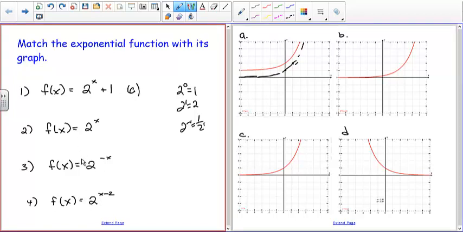Now all these others are not shifted vertically. Actually, 2 to the x is the parent function. So all we have to do is find one that looks like this, that goes through x equals 0, y equals 1. So this has to be C. This one still has the asymptote of 0, but it's shifted 2 units in the x direction.